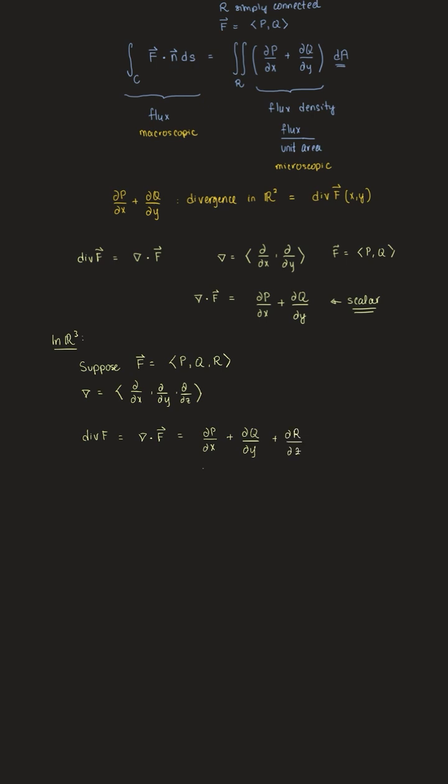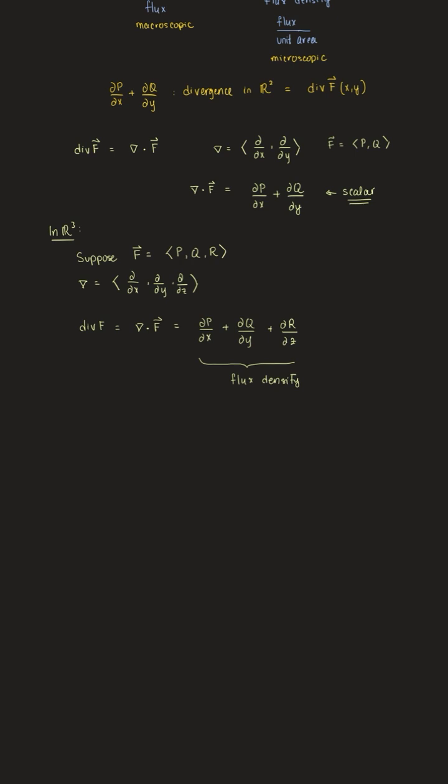And so once again, this measures flux density. And it basically tells us how much our field expands and contracts a region. So just a couple of notes here, and then we'll look at a few examples. A note here that if the divergence is 0, so if del dot F is equal to 0, then we say that the vector field is source free.